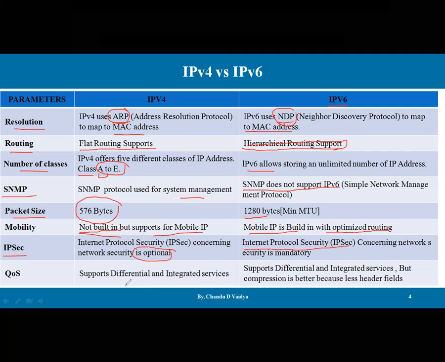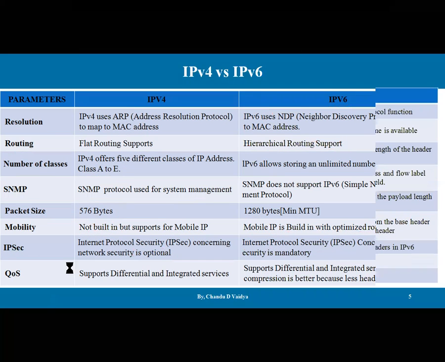Quality of service: IP version 4 supports differentiated and integrity services. IP version 6 also supports differentiated and integrity services, but compression is better because fewer header fields are available. So these are some more differences.